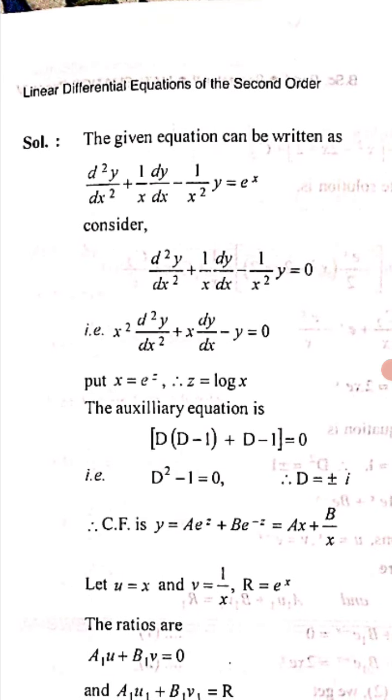Let's start with the solution. The given equation can be written as d2y by dx square plus 1 divided by x dy by dx minus 1 divided by x square y is equal to e raised to x. Consider d2y by dx square plus 1 divided by x dy by dx minus 1 divided by x square y is equal to 0. That is x square d2y by dx square plus x into dy by dx minus y is equal to 0.